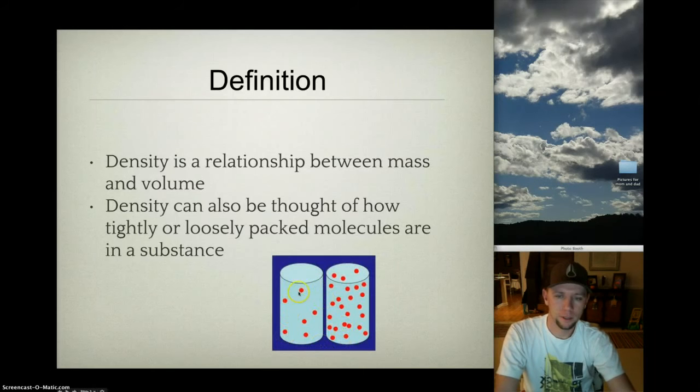So if you look at these two cylinders, the cylinder on the left has 6 red circles. Let's just call those molecules. The cylinder on the right has quite a few more, so we would say the cylinder on the left is less dense than the cylinder on the right. One of these may float in water and the other may sink in water.